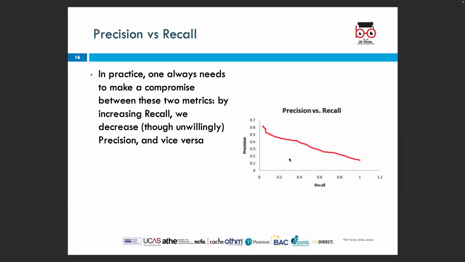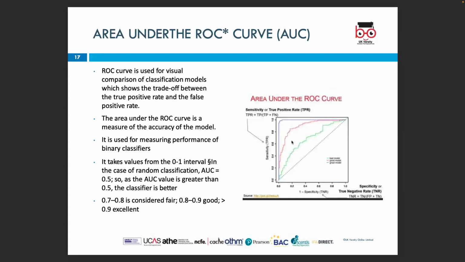Continuing with precision versus recall: in practice, one always needs to make a compromise between these two metrics. By increasing recall, we decrease, though unwillingly, precision, and vice versa. And then this is the chart. The ROC curve, with its AUC, is used for visual comparison of classification models, and shows the trade-off between the true positive rate and the false positive rate. The area under the ROC curve is a measure of the accuracy of the model.